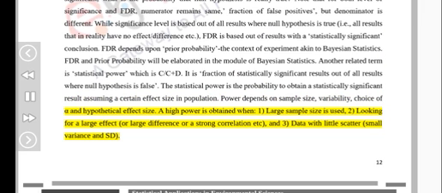A high power is obtained when, 1. A large sample size is used, 2. Looking for a large effect or large difference or a strong correlation etc., and 3. Data with little scatter, small variance and SD.